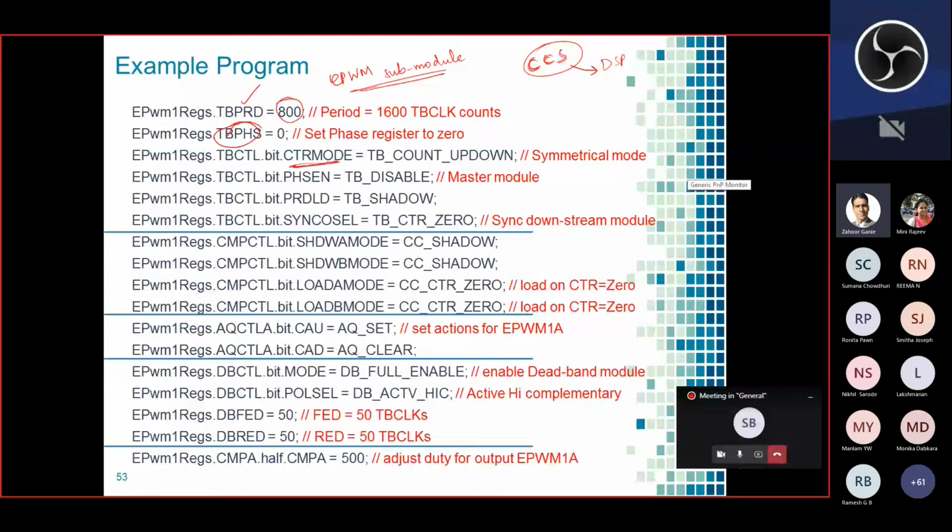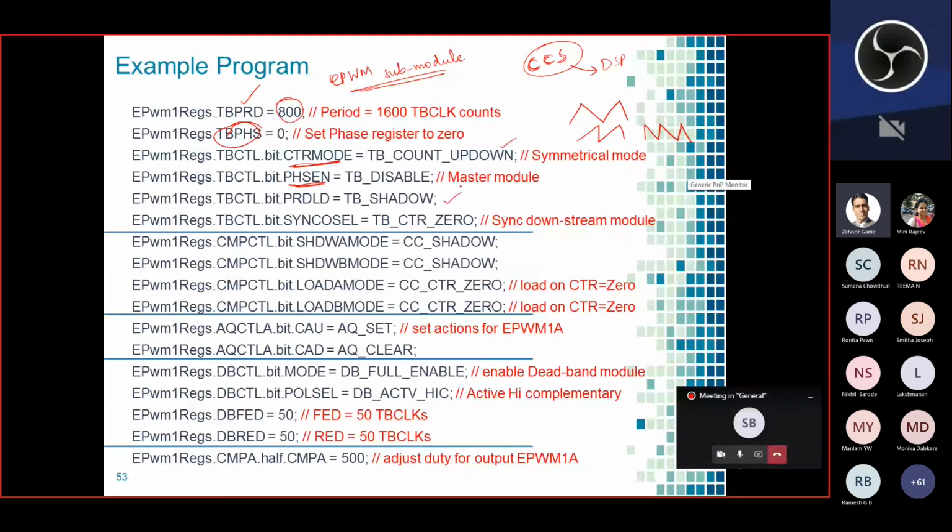Counter mode, yeah, this is very essential to generate the triangular waveform. Counter mode, if you write time base count up down, it will generate a triangular wave. If you write time base count up, then it will generate a ramp like this. If you write time base count down, then it will generate it like this. So you can have three various triangular or carrier waveforms based on this command. Then phase enable, now it is disabled. I'll show you in the next slide how it operates when you enable the phase.